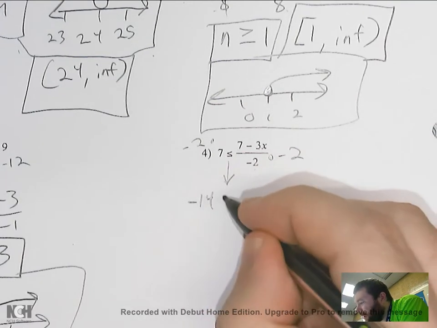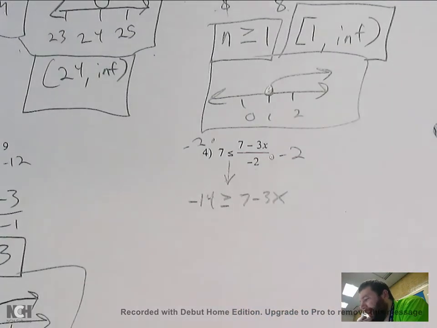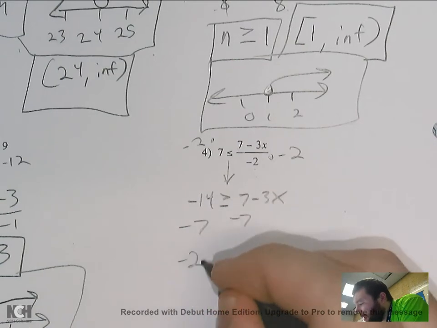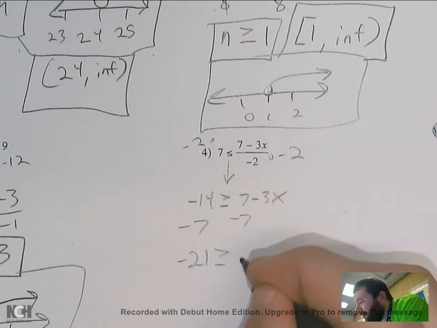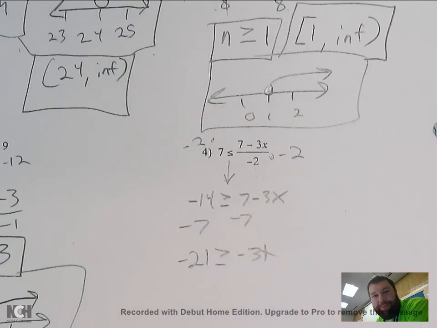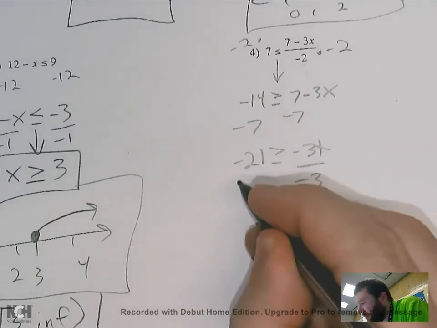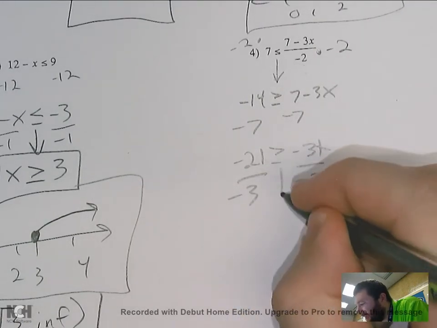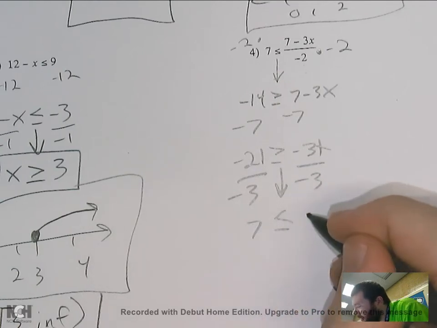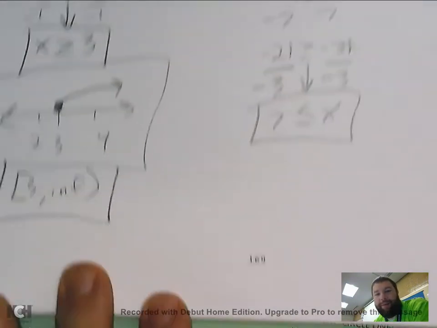And I'm going to have negative 14 greater than or equal to 7 minus 3x. Then next step is to move the 7, so I minus 7 from each side. Gives me negative 21 greater than or equal to negative 3x. And then I'm going to divide by negative 3. Now I'm dividing by a negative, so warning, got to flip that sign. It's going to go the other direction. I'm going to get 7 less than or equal to x. And that is another answer.